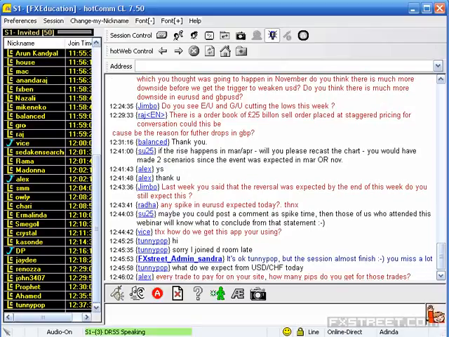There is an order book, $25 billion sell order placed at staggered pricing. Could this be the reason for a further drop in GBP? So when an order is placed, it doesn't mean that the order is retained there, please understand. If somebody is placing a 25 billion sell order, they will not disclose it; if they disclose it, obviously nobody will buy it from them. So you have to understand the hidden agenda behind it.